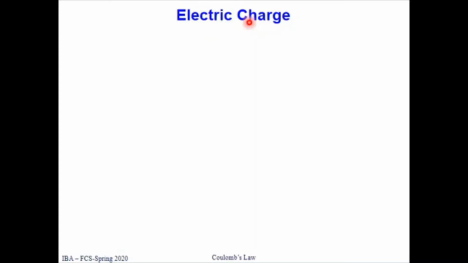Let me give you another example. When we rub a plastic rod with fur, electrons are transferred to the rod. Because it has an excess of electrons, the rod becomes negatively charged, and consequently the fur now has a deficiency of electrons, and so it is positively charged.